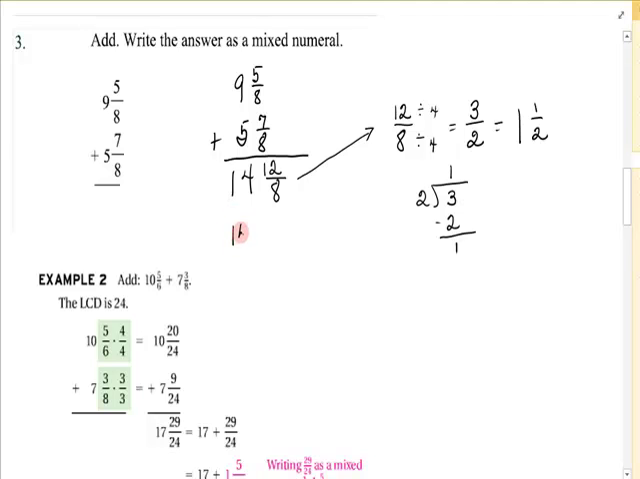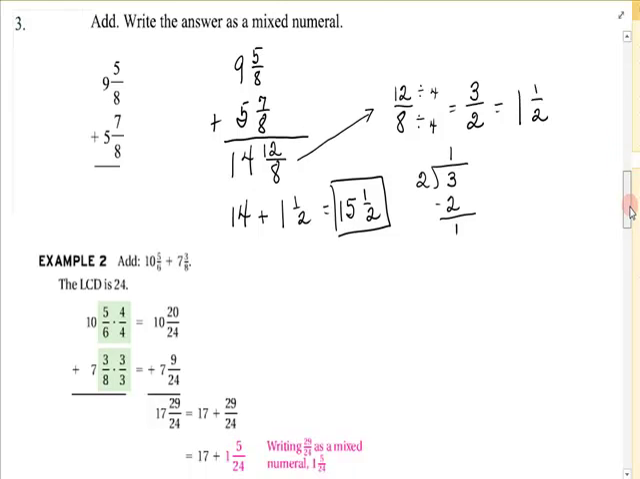I have 14 and I need to add to it 1 1/2. 1 1/2 is a name for the fraction. This becomes a total of 15 1/2. I only will be adding on to the whole number when my fraction part can be changed into a mixed number.